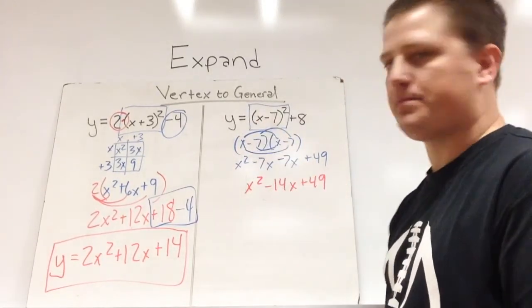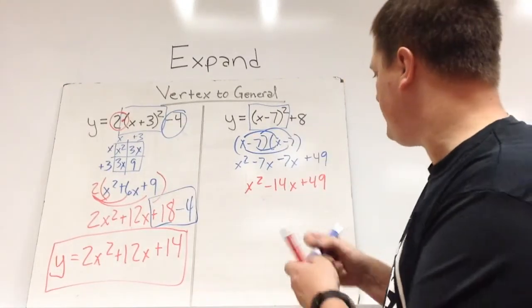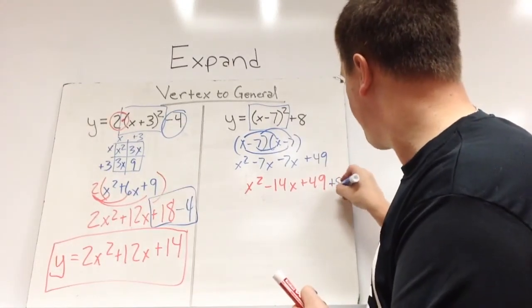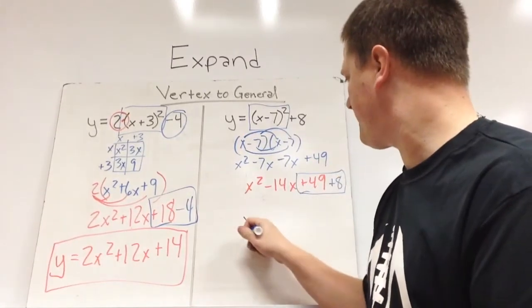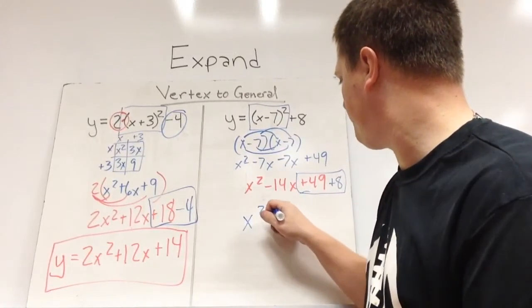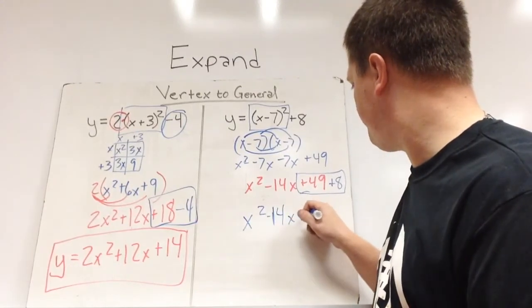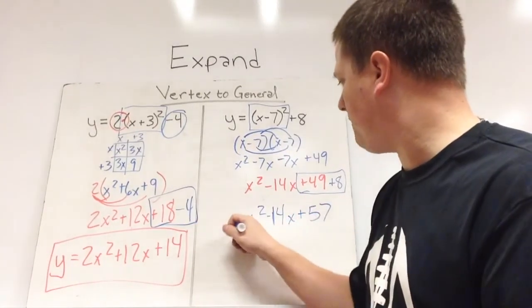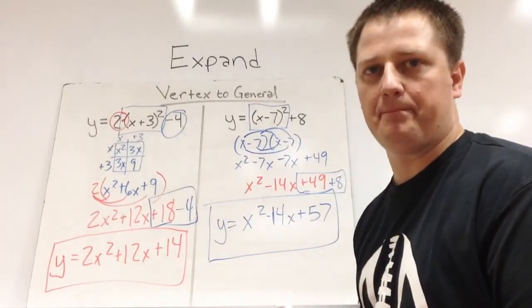There's nothing being multiplied in this one, so no distributing that I have to do. I can just bring my plus 8 down. And again, I have some like terms to combine. x squared minus 14x, and this would be plus 57. Put my y in front, and I have general form.